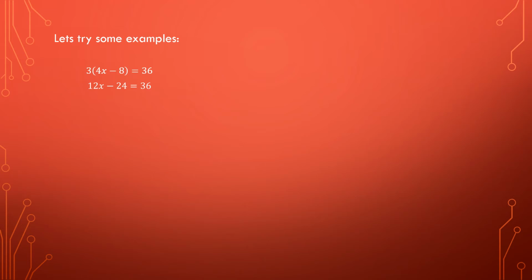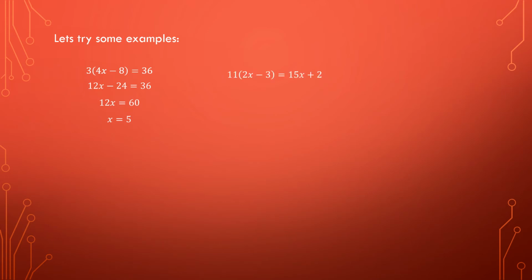After that, I'm going to get rid of the numbery bit, so the opposite of subtracting 24 is adding 24, so I'm going to add 24 to both sides, and so I've got 12x is equal to 60. I don't want 12 lots of x, so I need to do the opposite of multiplying by 12. I'm going to divide both sides by 12. And so that means 60 divided by 12 is 5, and so x is equal to 5.